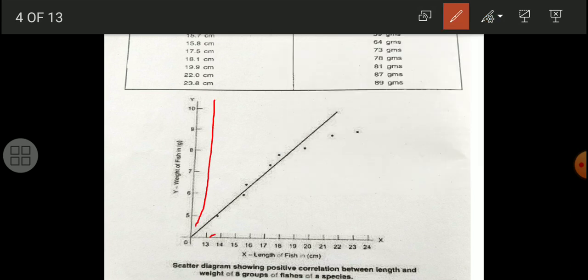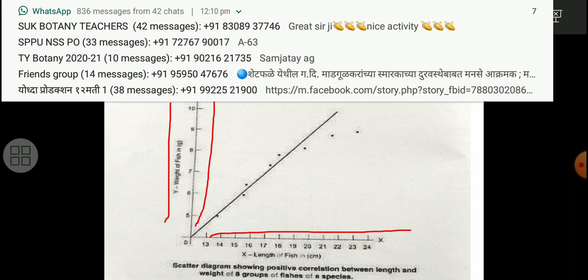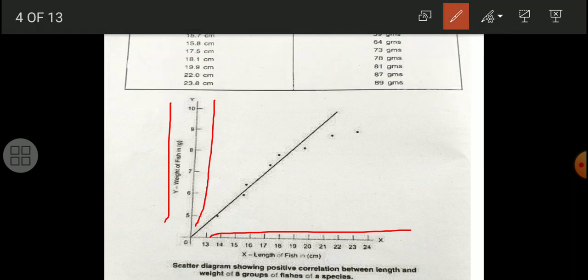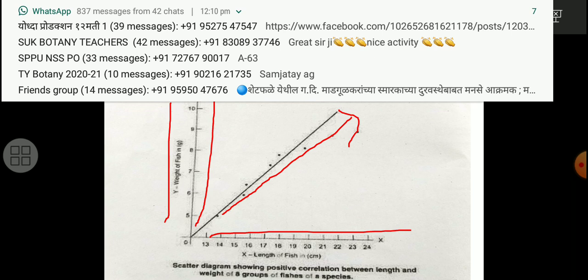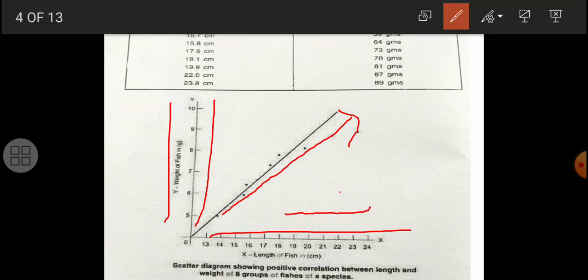Now friends, as I have said to you, two axes are there: this one is the y-axis, and this one is the x-axis. On the x-axis there is the length of a fish in centimeters. Suppose we convert this data into the length of a moringa drumstick, and on the y-axis there is the weight of that moringa pod. With the help of this scatter diagram we will understand that there is a positive relation between length and weight. As the length of the moringa drumstick increases, weight also increases.